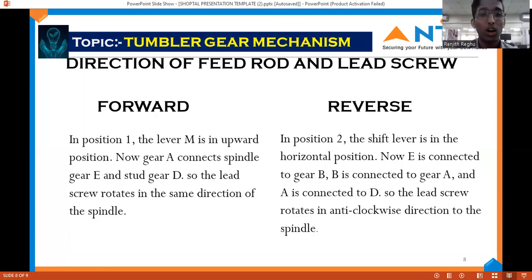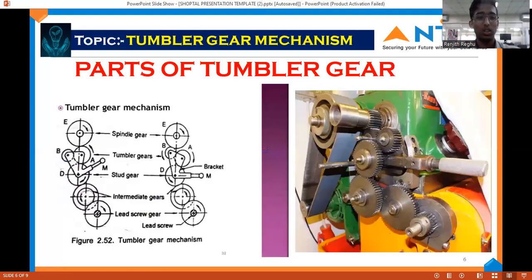There are two directions of rotation of the lead screw and feed rod. One is forward and the other is reverse. In position 1, the lever M is in the upward position. Now gear A connects spindle gear E and stud gear D. So the lead screw rotates in the same direction as the spindle. Here you can see it is rotating in the same direction as the spindle gear.